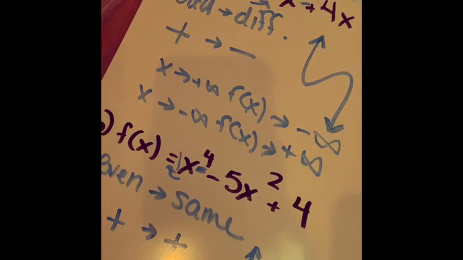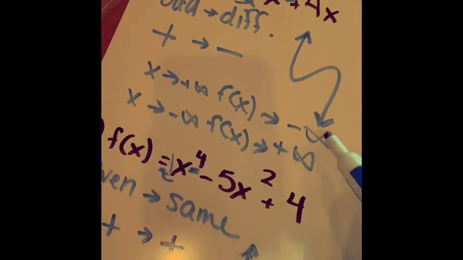If you plug it in your calculator, you'll be able to see that. Noticing positive, up, and up, both ends are going to positive infinity. So if you were to write it out in this notation here, this would be positive infinity, and this one would also be positive infinity.